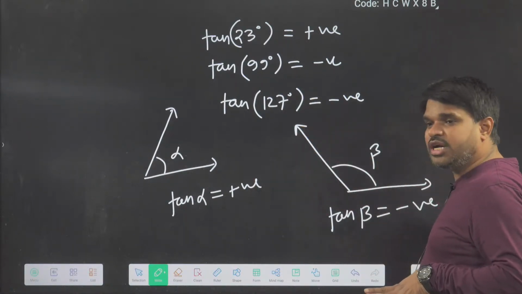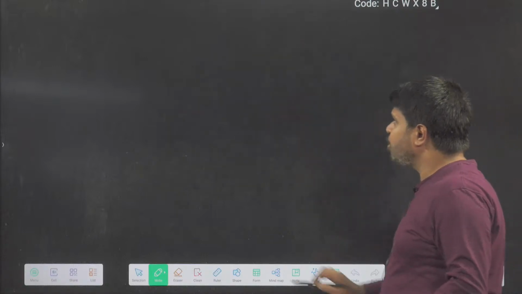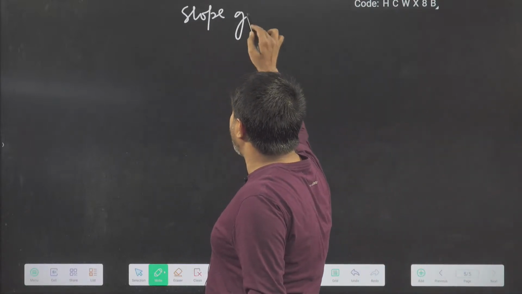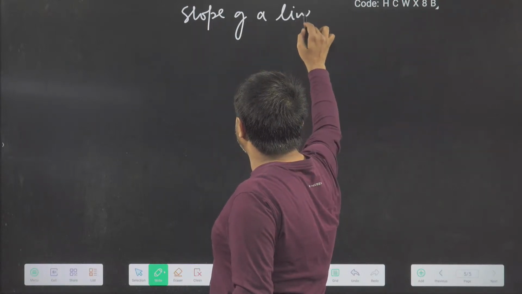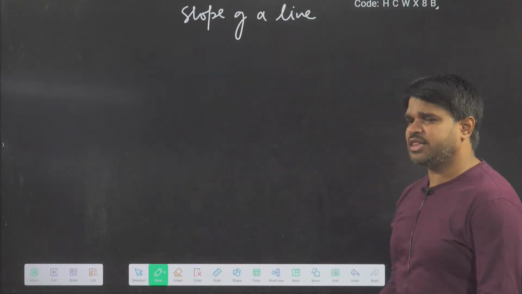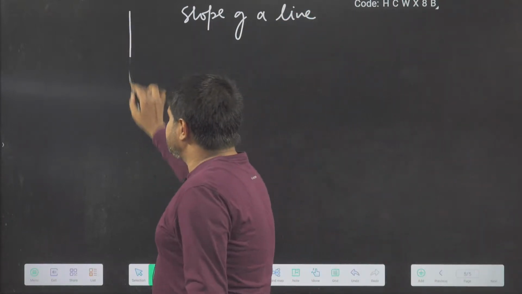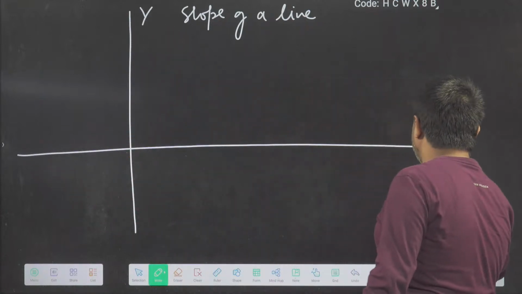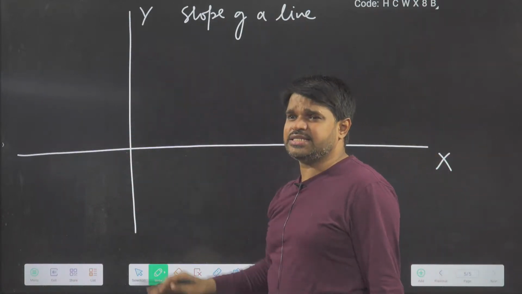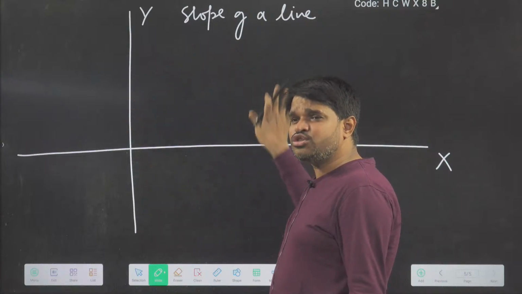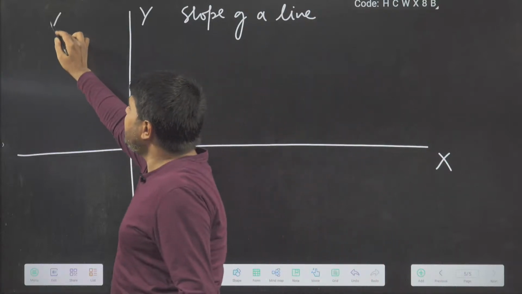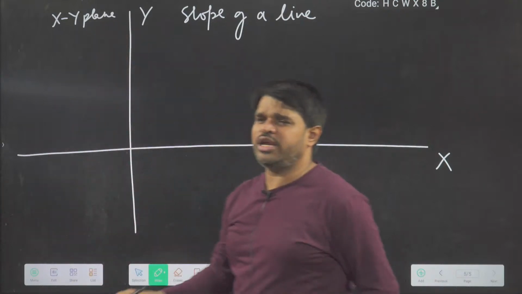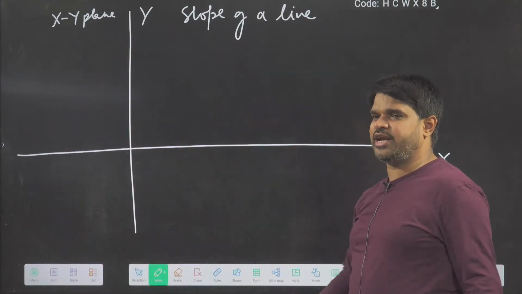So let's write: slope of a line. Now see one thing. This is the y-axis. This is the x-axis. This plane is called the xy plane. Or you can also call it the xy coordinate system.